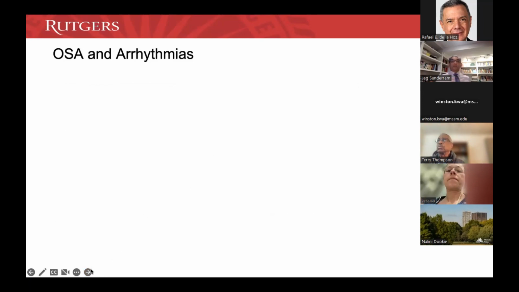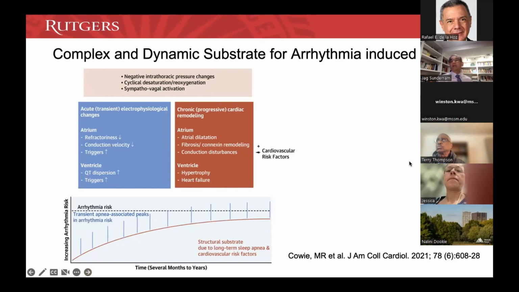What about OSA and arrhythmia? There is a good basis for wondering about increased risk for arrhythmias because of the presence of sleep apnea. Again, the negative intrathoracic pressure changes, the cyclic saturation and desaturation events, and the increase in sympathetic activity can cause acute changes, leading to reduced refractoriness in the atrium, reduced conduction velocities, and increased triggers that can trigger arrhythmias. Similarly, with the ventricles, there is an increase in QT dispersion and increase in triggers from the hypoxia. And then chronically, because there's remodeling of the atria, there's dilatation and fibrosis, there could be conduction disturbances, and ventricular hypertrophy leading to heart failure subsequently can also lead to an arrhythmia risk.